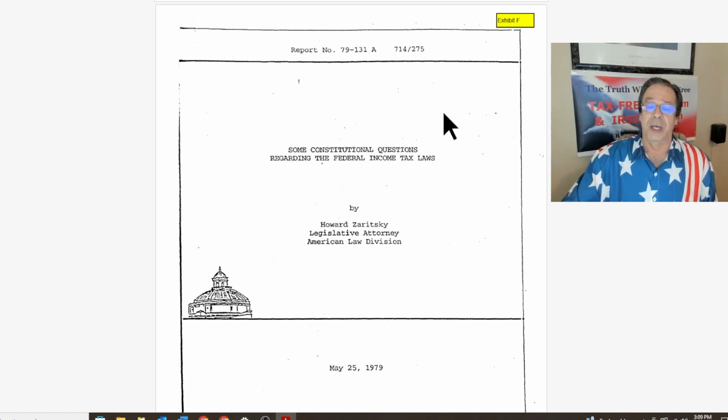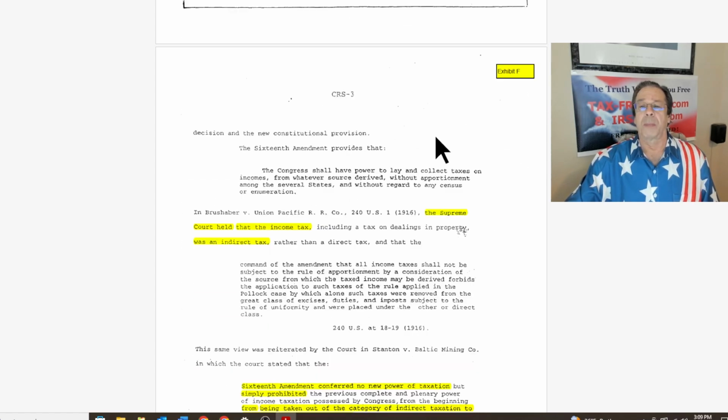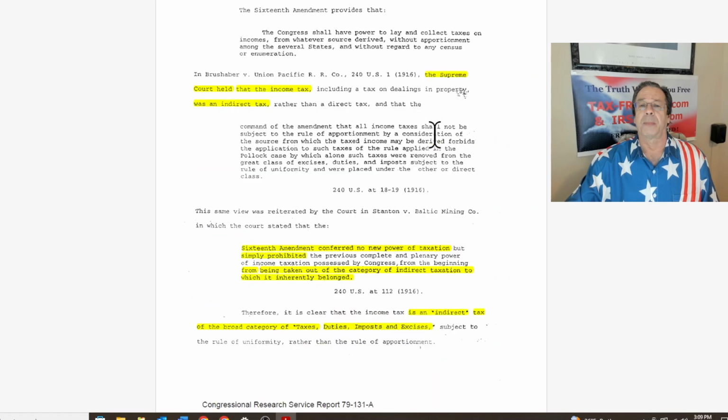So, okay, we're going to jump ahead now to 1979. Howard Zaritsky, legislative attorney, American Law Division at the Congressional Research Service. This is the Congressional Research Service in 1979. Some constitutional questions regarding the federal income tax laws. Now, I'm not going to walk you through the whole report. We're just going to jump to the pages that are important.